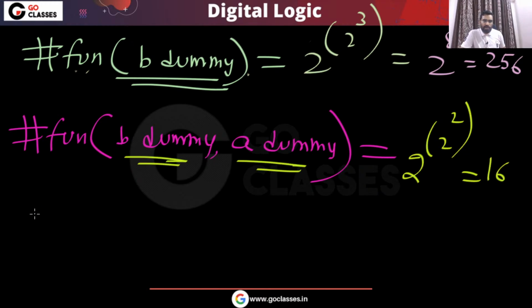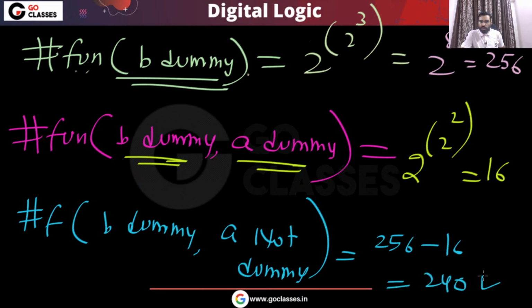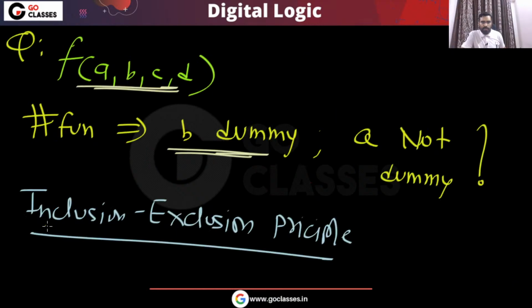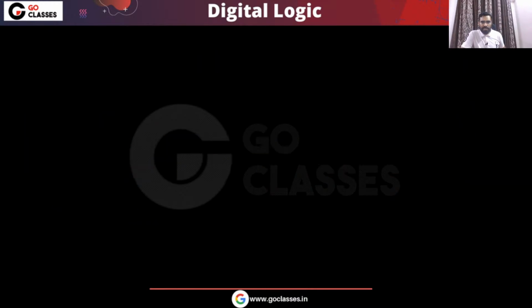Now what will you do? What we want is the number of functions where B must be dummy and A must not be dummy. So that will be 256 minus 16, that is 240. So the answer will be 240. Is this point clear? You can apply the inclusion exclusion principle very easily. So tell me, is this concept of dummy variable clear?